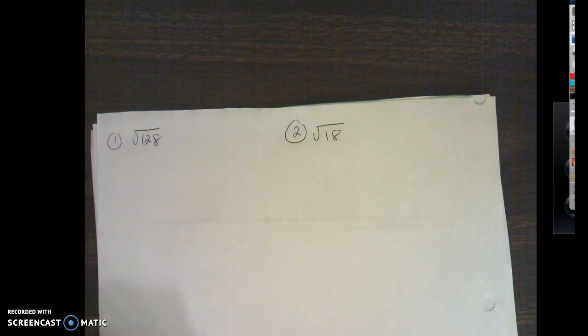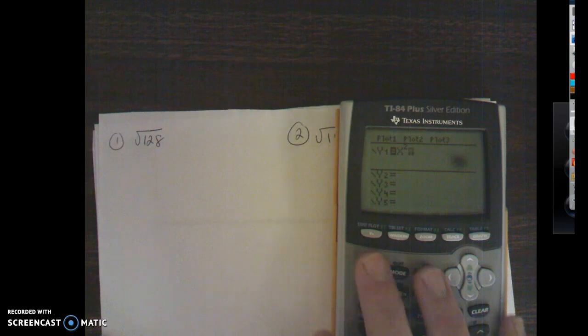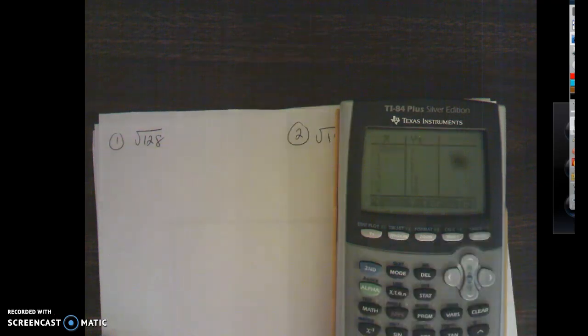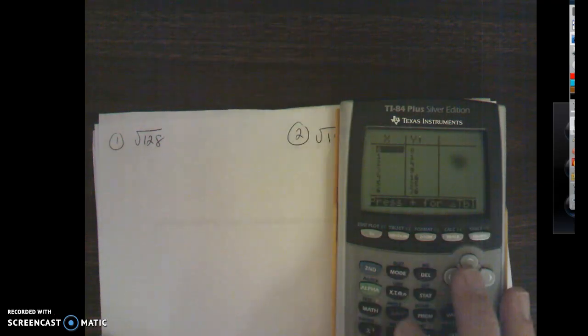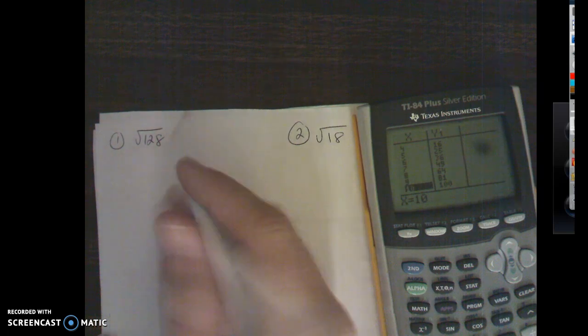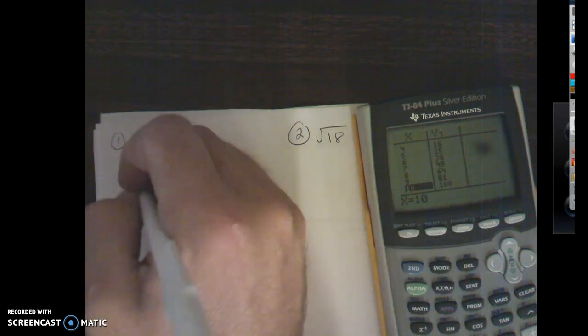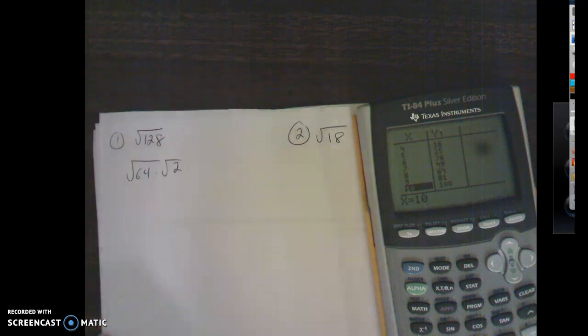Square roots. So if you're looking at this, what you could do is on your graphing calculator, if I go to y equals, and if I type in x squared, and I hit second graph, this pulls up all of my perfect squares over here that I can use as I'm going through this. So for 128, the highest perfect square over here that works is 64. 64 can go into it twice.